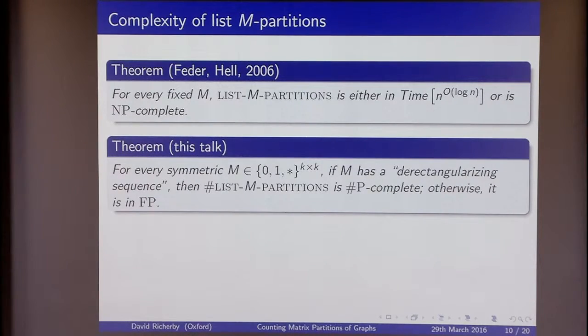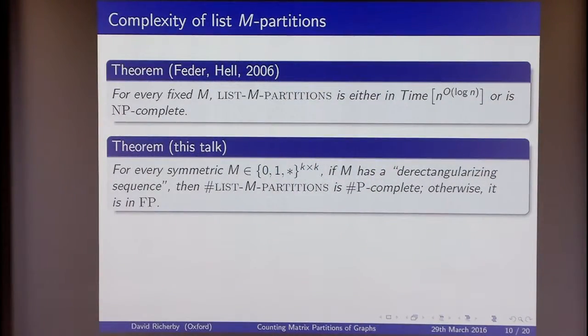But the dichotomy criterion is the existence of this thing called a derectangularizing sequence. First time. As I say, I will say derectangularizing sequence many times in this talk. Okay, so if you have one of these things, then it is hard to count the list matrix partitions. And if you have none of these things, then there is a polynomial time algorithm. In contrast to the case of counting homomorphisms, firstly, the dichotomy criterion is rather more complicated to describe, not just because of the choice of terminology. And also, unlike the case for homomorphisms, the algorithm for counting in the polynomial time cases is somewhat more involved.